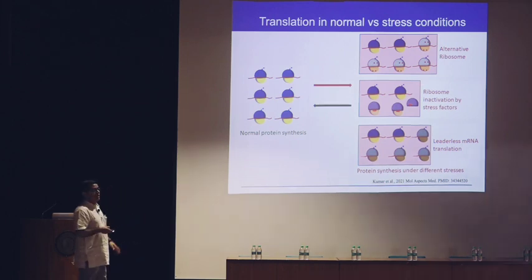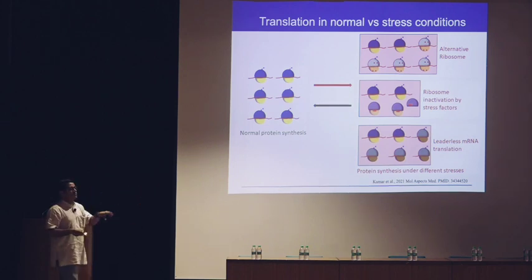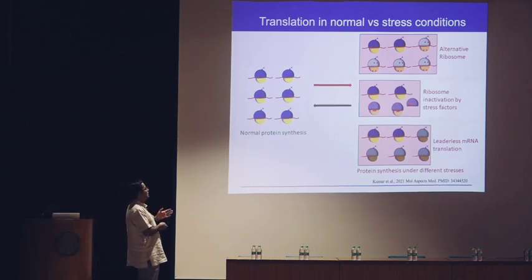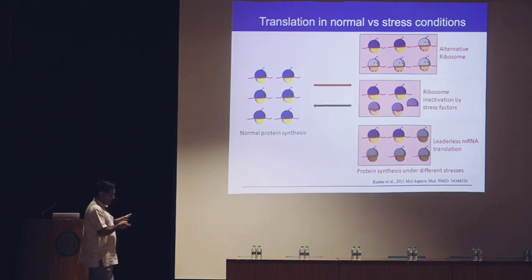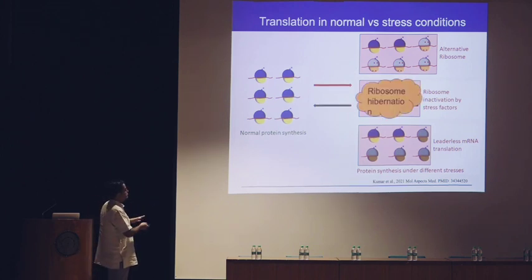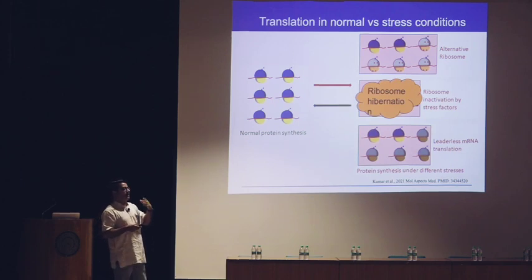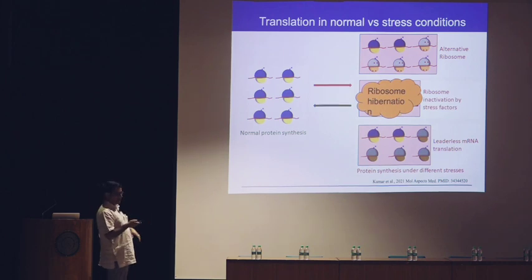One is they have an alternative set of ribosomes, so they use a different set of ribosomes. Second, some of the ribosomes they inactivate, and in some cases they switch from leadered translation, where the mRNA has a 5' UTR, to leaderless translation. Our lab's focus is on this process, called ribosome hibernation, where the bacteria temporarily inactivate the ribosome by reversible binding of hibernation promotion factor.